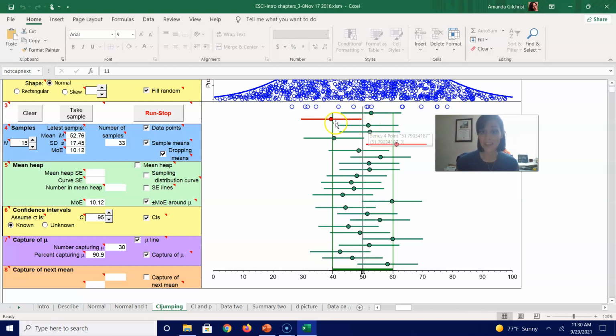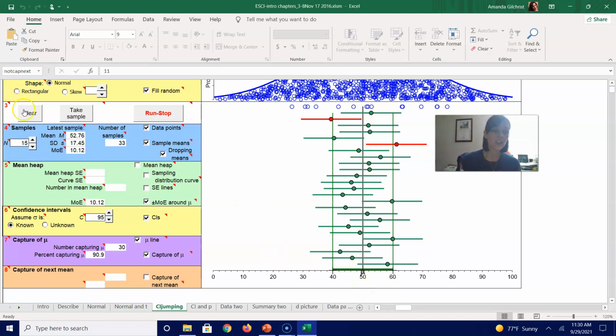Anything that has a sample mean that falls within those margin of error lines, even if the confidence interval extends outside of those lines, will capture mu. Notice that the edge of the confidence interval here, for example, does actually capture mu. So this line is where mu is, and you can see that's indicated right here.